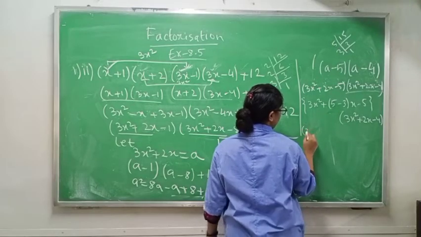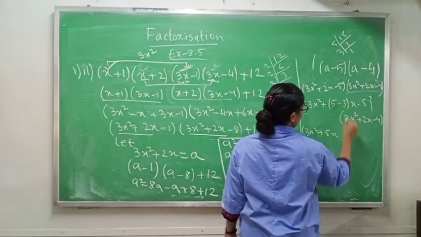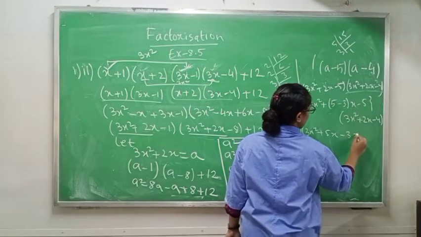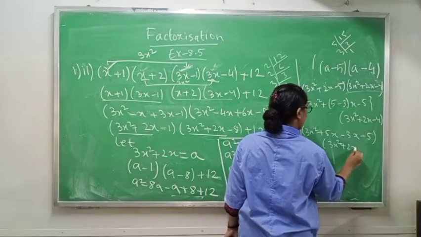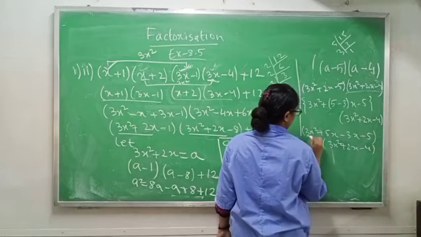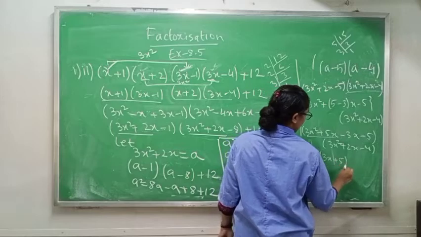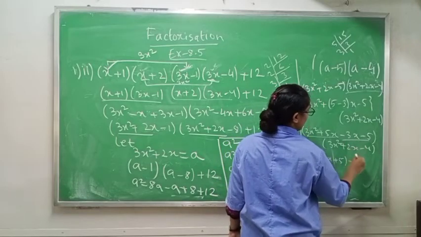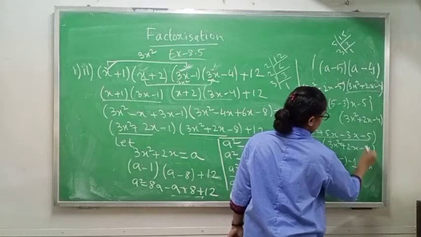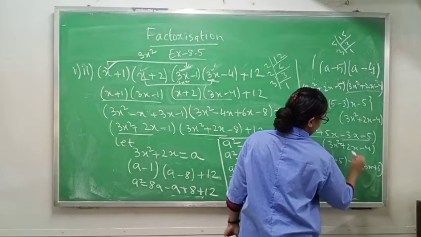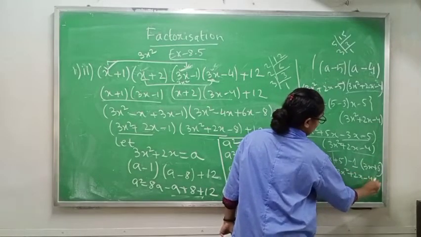So after that we will write 3x square plus 5x minus 3x minus 5, 3x square plus 2x minus 4. Now from the first 2 you will take x as common. What is left? 3x plus 5. From the last 2 you will not be able to take anything except minus 1 common. If you take minus 1 common, this minus will become plus. And this one you will write as it is, 3x square plus 2x minus 4.